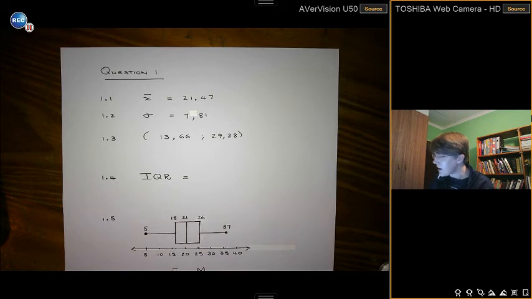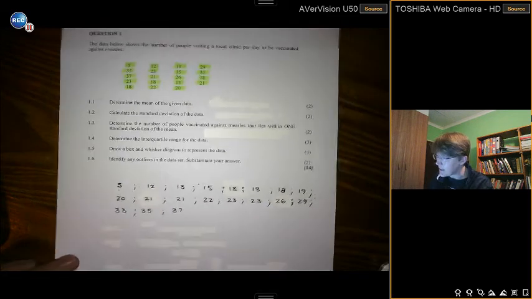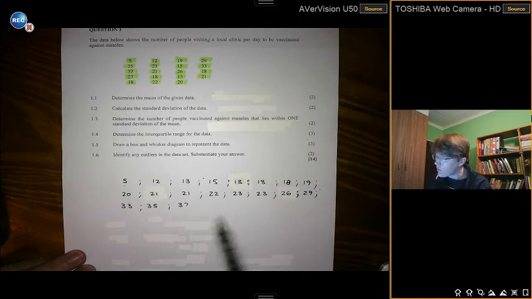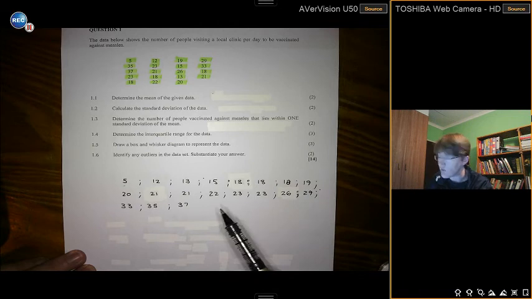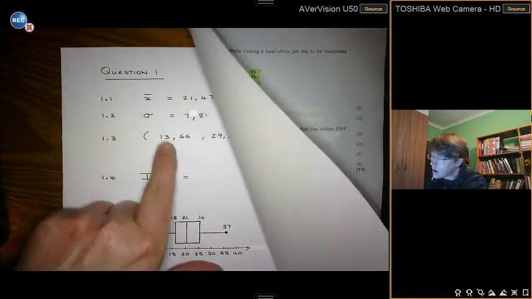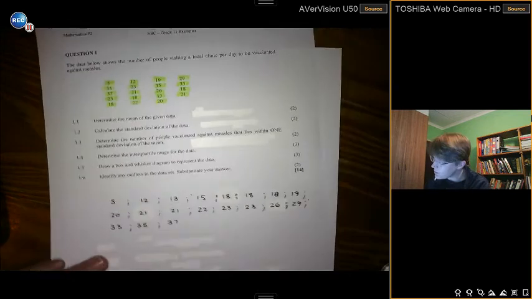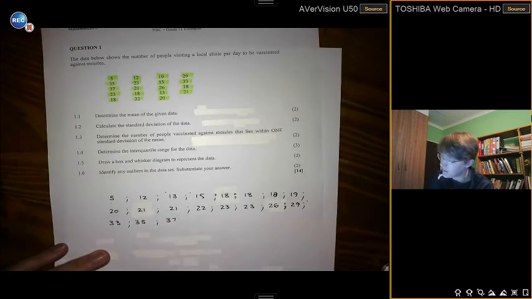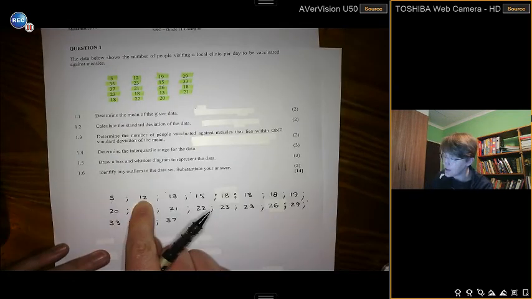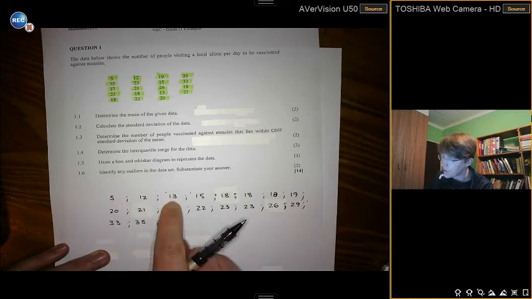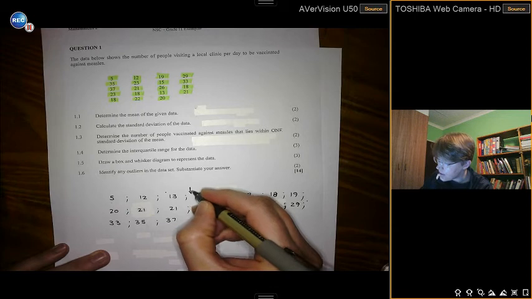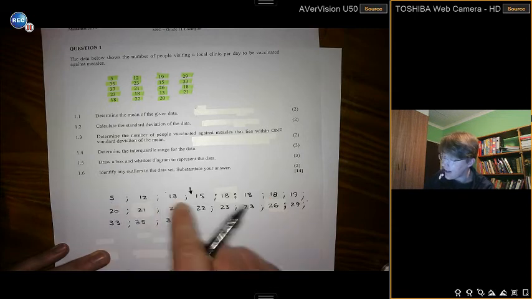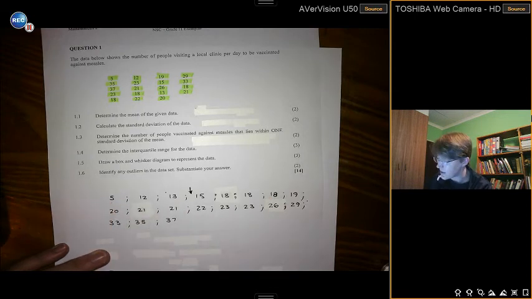Now, I've gone and arranged the data that was given up here from smallest to biggest, just to make it a little bit easier to find all the values that lie within 1 standard deviation of the mean. So, values can't be less than 13.66, which means these values are less than 13.66. Actually, 13 is also less than 13.66. So these 3 values are less than that 13.66.